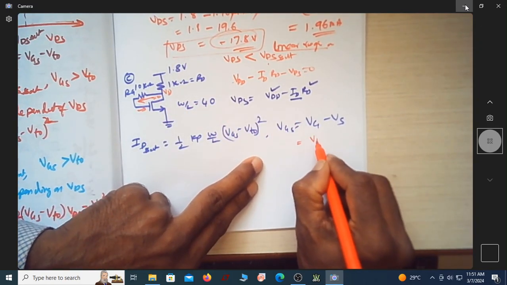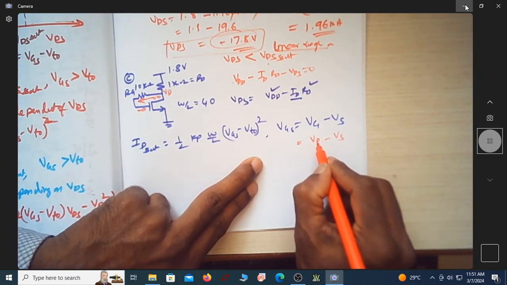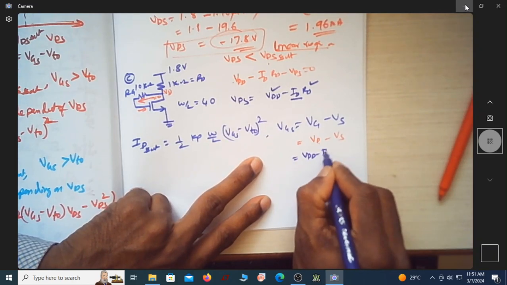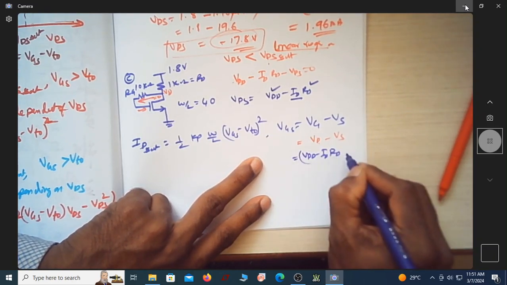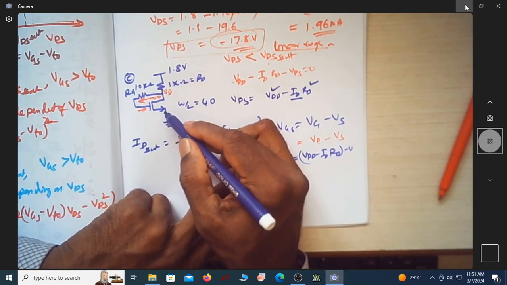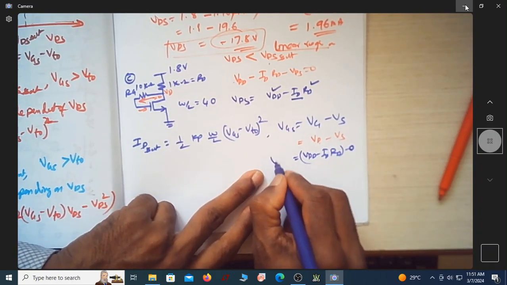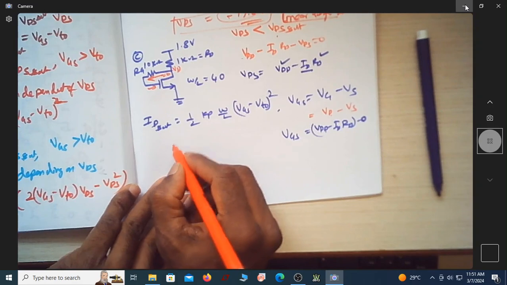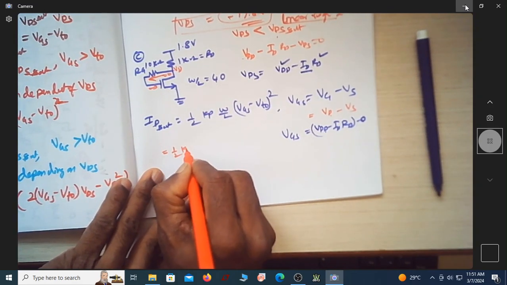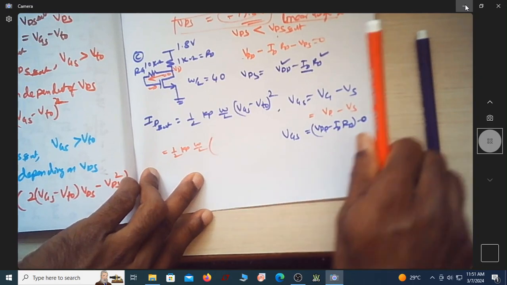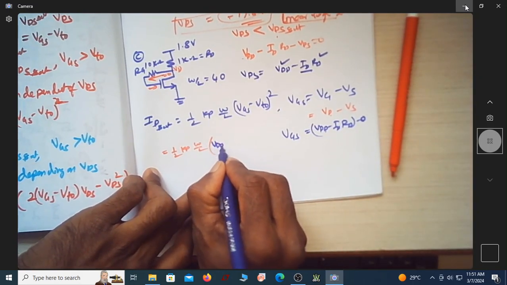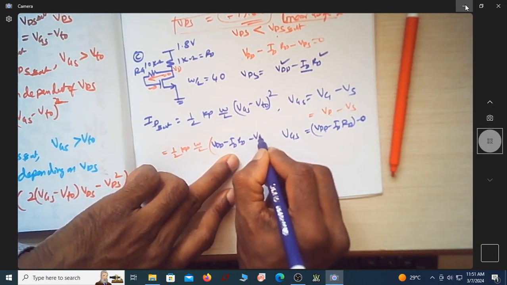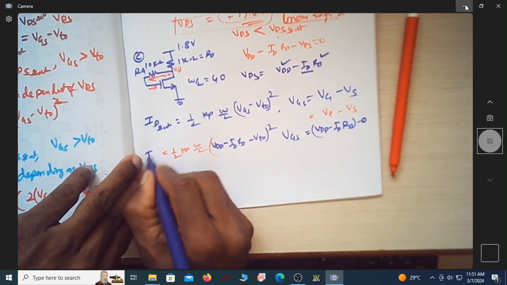So I can write it as VD minus VS. But what is VD? The voltage at drain is nothing but VDD minus ID into RD, is your VD minus VS. So what is VS? VS is 0. So VGS is VDD minus ID into RD. So I can come back here and then substitute it as half Kp W by L, what is VGS? It is VDD minus ID into RD minus VTO whole square. So this is my ID.